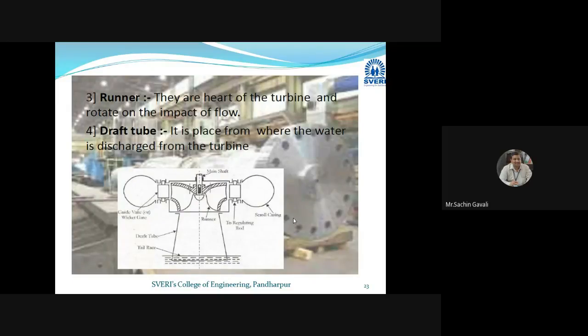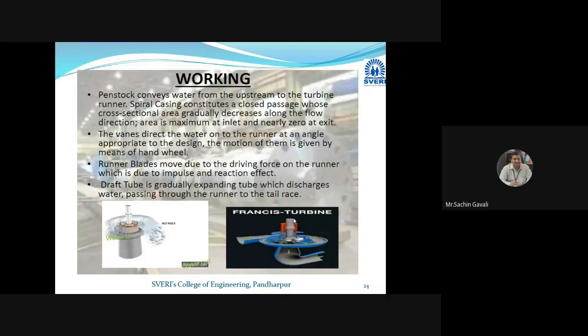Okay, so these are the heart of the turbine and rotate on the impact of the flow. The draft tube is placed where the water is discharged from the turbine. Okay, so that is the working in short.